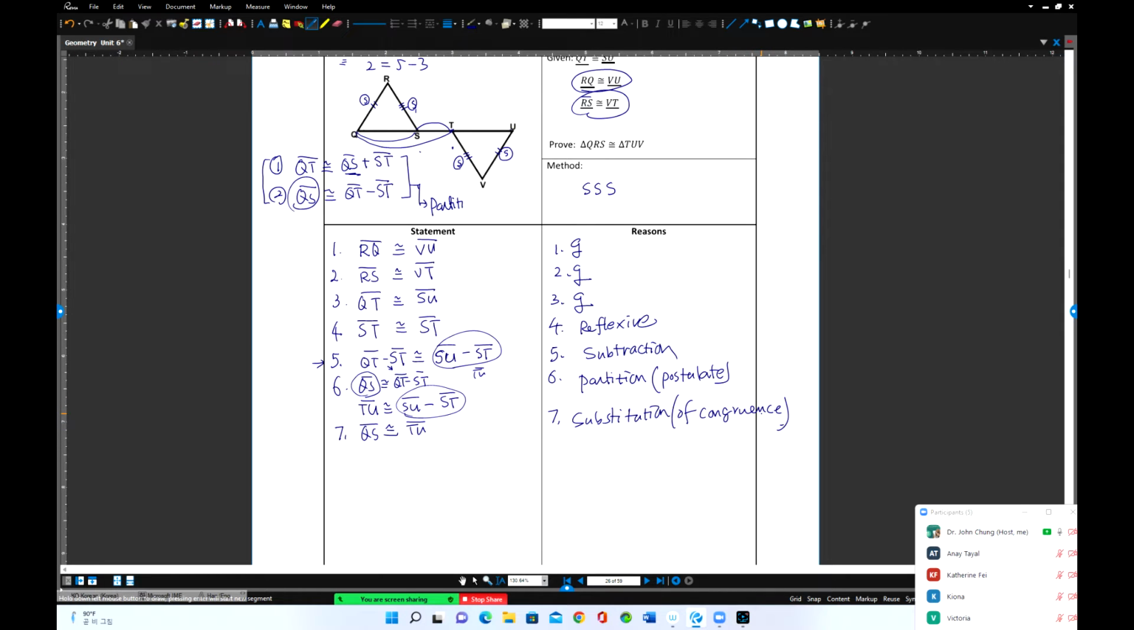Now we got QS equal TU. This side is congruent, okay? But now we got all the sides. Now we make the conclusion, okay? Triangle QRS congruent triangle TUB, okay? That is what? Side, okay?